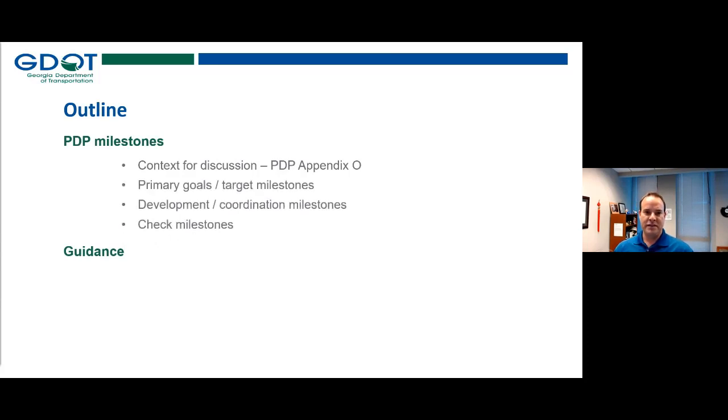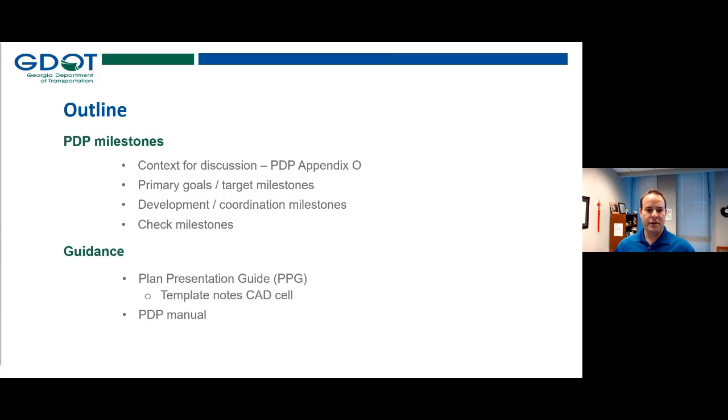So as we've been putting this presentation together, I've started to categorize these milestones into three different buckets, if you will. One of them is the primary goals or target milestones, which basically means what is our main objective here? And how do we get there? Well, there are certain milestones that I'm considering to be development or coordination milestones, and then other ones to be check milestones, basically checking back in: do the assumptions we made early in the design process hold?